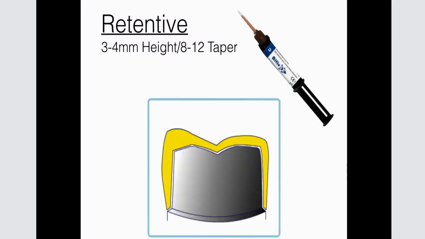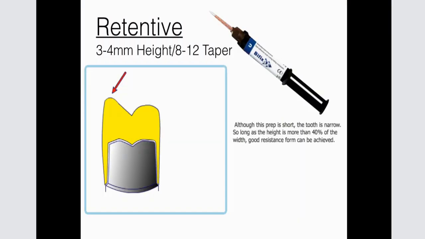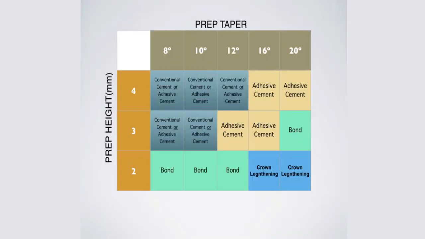And so a material that I would use is a self-adhesive resin cement. We can use it on a retentive crown. We can use a glass ionomer cement. We can use self-adhesive resin cement. On a retentive crown like this, where the prep is short and the tooth is narrow, but the crown is really resistant to function, we can use a self-adhesive resin cement, or because it's retentive, we can use a glass ionomer resin cement as well.